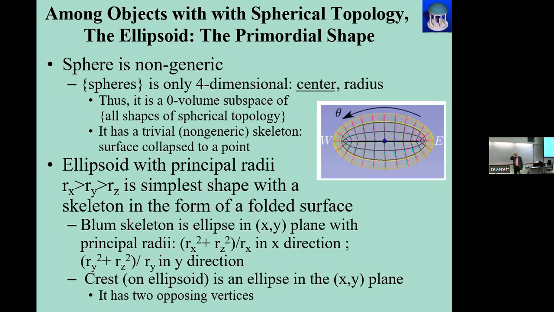And I also said last time that it's useful to think of a shape, at least one with spherical topology, as being a deformation of an ellipsoid. The ellipsoid is a particularly simple skeleton, namely an ellipse, a planar ellipse. And we know all sorts of things about that planar ellipse. We know what its center point is. We know what its long axis is. We know what that ellipse's radii are by this formula.